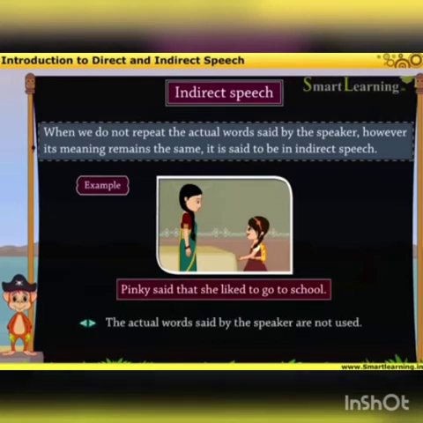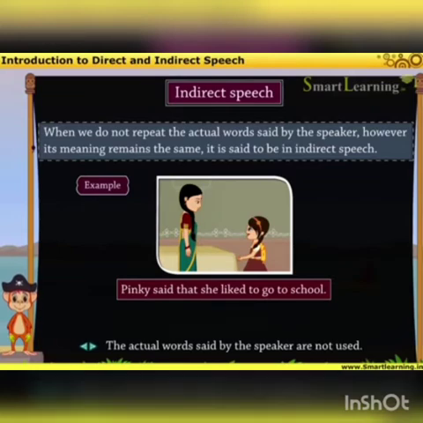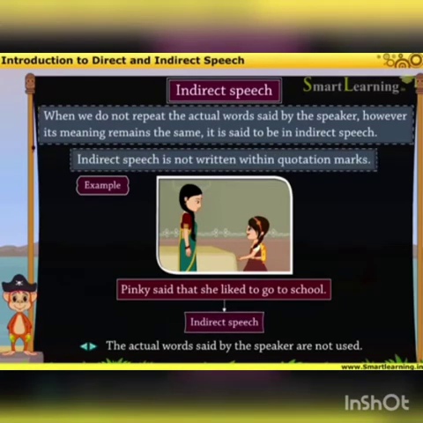In this example, the actual words said by the speaker, that is Pinky, are not used. However, its meaning remains the same. Hence, it is said to be in indirect speech. Note that indirect speech is not written within quotation marks.